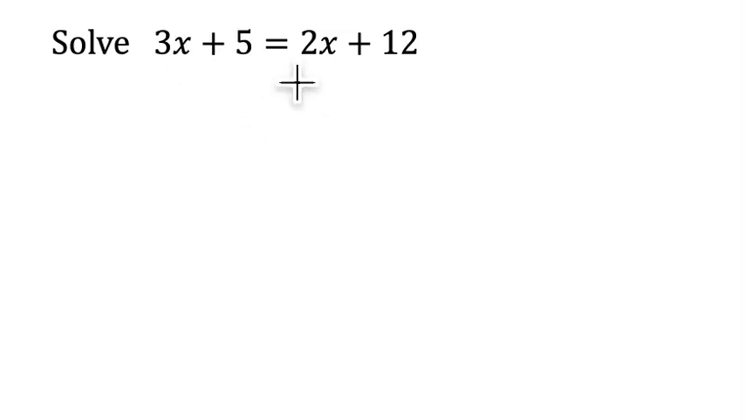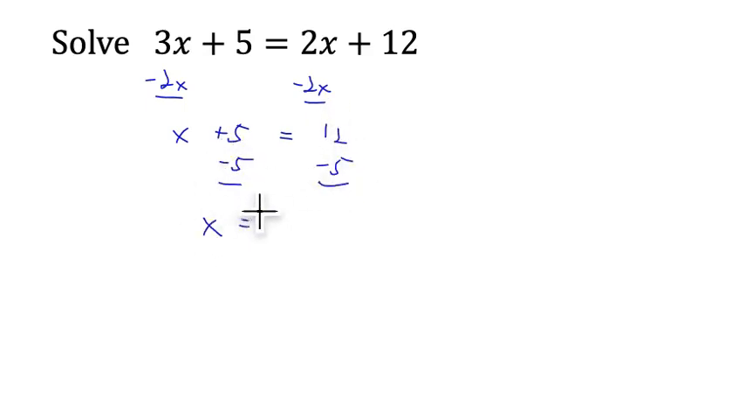Here we have x's on both sides of the equal sign, so we'll go ahead and subtract 2x on both sides. 3x minus 2x is 1x, or just x. These cancel out, so we bring down the 12 and subtract 5 on both sides. And we get x equals 7. See, 3 times 7 is 21, plus 5 is 26. So we have 26 on the left. 2 times 7 is 14, and 14 plus 12 is also 26. So it checks out.